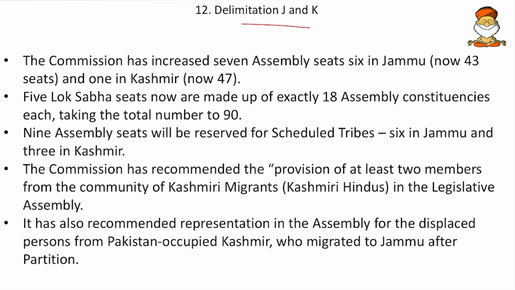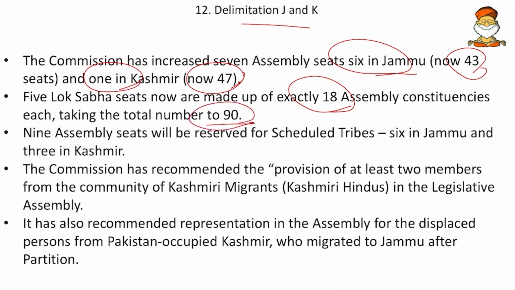Then come to next, the delimitation of J&K. Friends, the delimitation commission's function is to form the electoral constituencies. And here a brief account of the commission. The commission has increased 7 assembly seats, that is 6 in Jammu and 1 in Kashmir region. And then 5 Lok Sabha seats are now made up of exactly 18 assembly constituencies, taking the total number to 90. Friends, now we have 43 plus 47, 90 assembly constituencies, and these 90 assembly constituencies are divided exactly amongst these 5 Lok Sabha constituencies.